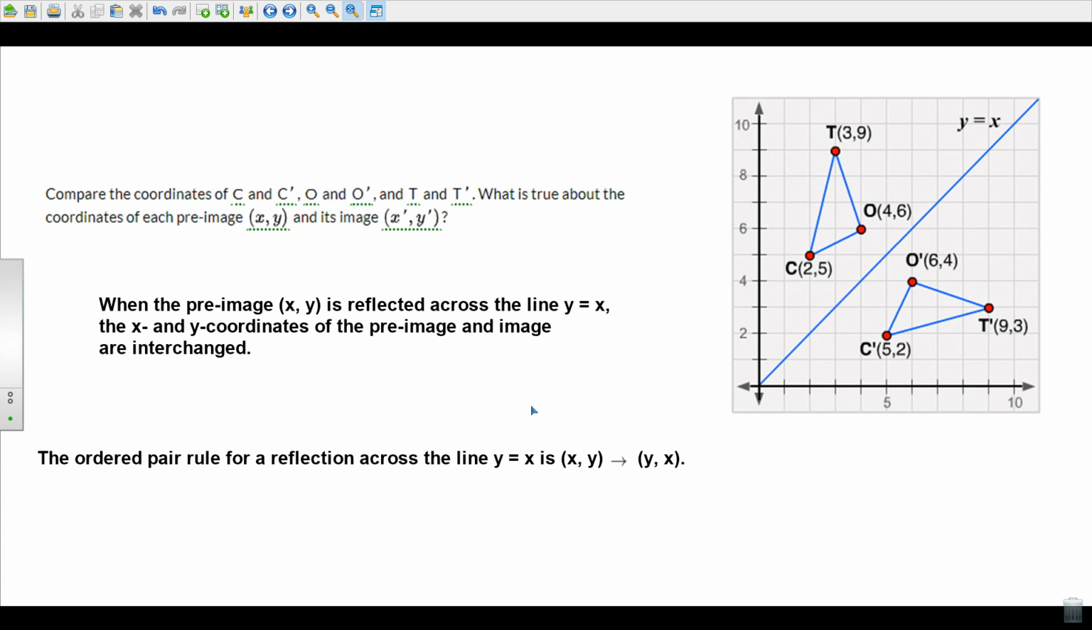So again, we've talked in the last video about an ordered pair rule. So when the pre-image is reflected across the line y equals x, it just interchanges the x and y coordinates. So here's a good summary of what the ordered pair rule would be. The actual ordered pair rule when you reflect across the line y equals x would be this: the ordered pairs transform into y as the x coordinate, x as the y coordinate. They just interchange x and y there.